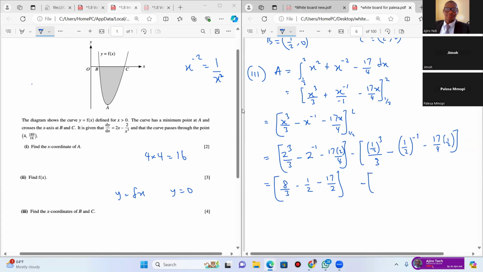minus, this is 1 over 24, minus 2, minus 17 over 8. So the LCM for the first one is 6, so it is 16 minus 3 minus 51. And 24 is the LCM for this one: 1 minus, this is 2 over 1, this is 48, and then this is negative 51.